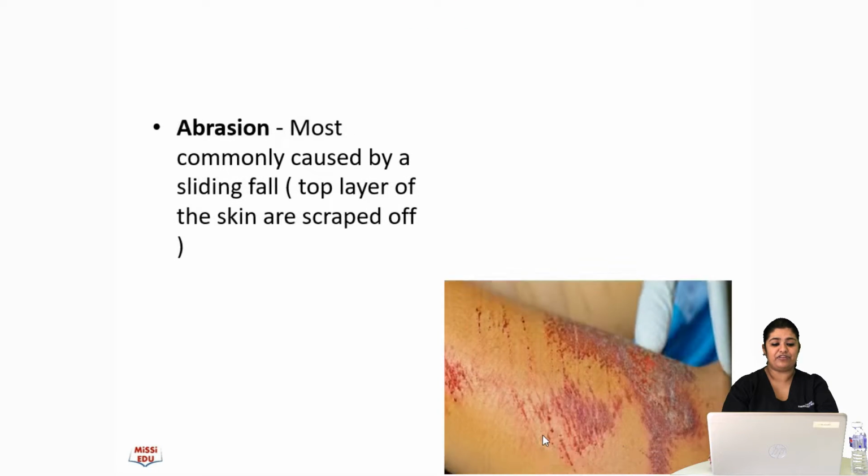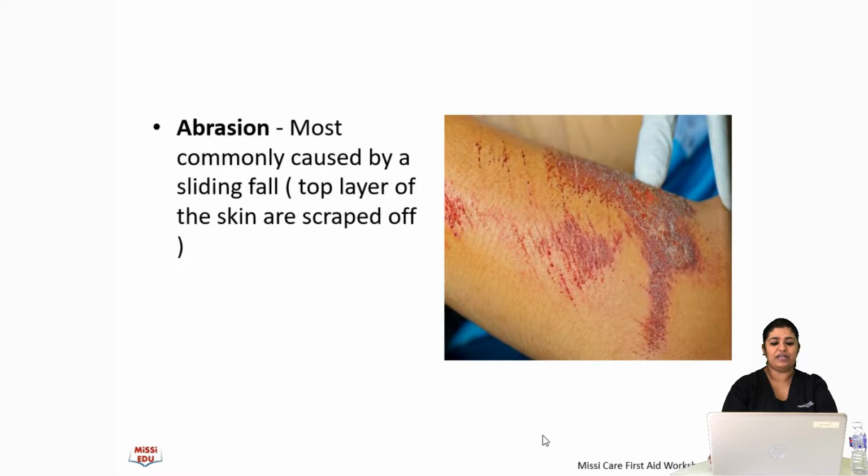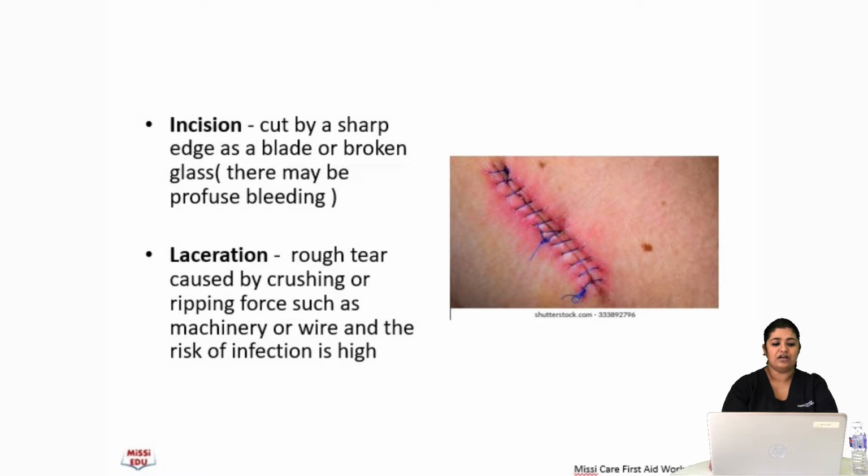Moving on to the next one, abrasion is most commonly caused by a sliding fall, where the top layer of the skin is scraped. This is an example in the picture. Incision and laceration are most commonly the same. An incision is a cut by a sharp edge such as a blade or broken glass, and there may be profuse bleeding. A laceration is a rough tear caused by crushing or ripping force such as machinery or wire, and the risk of infection is a bit higher.